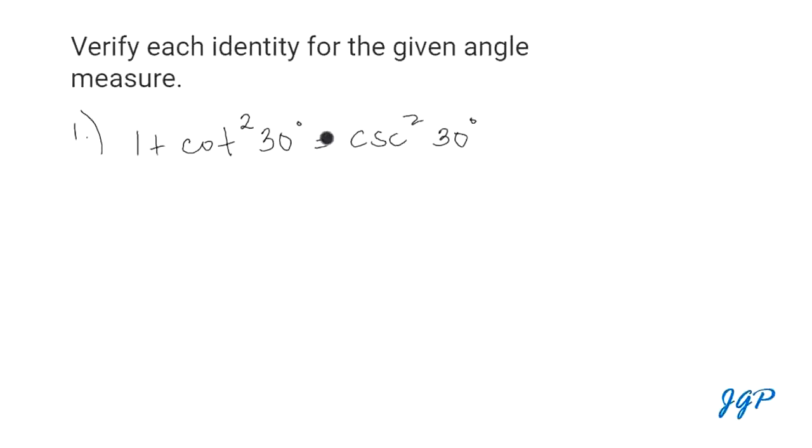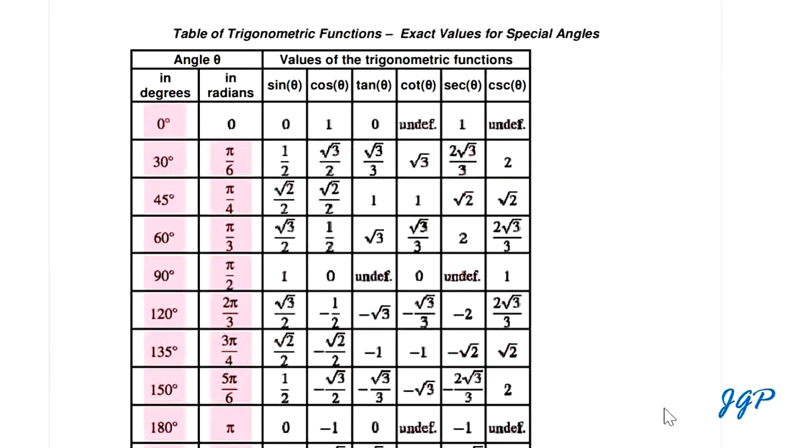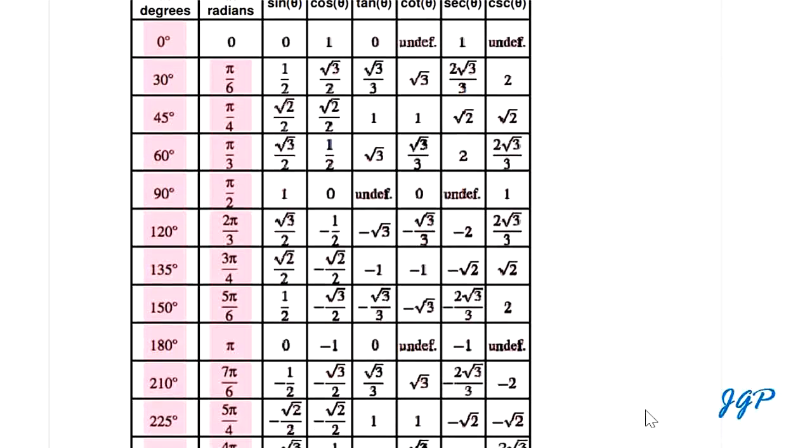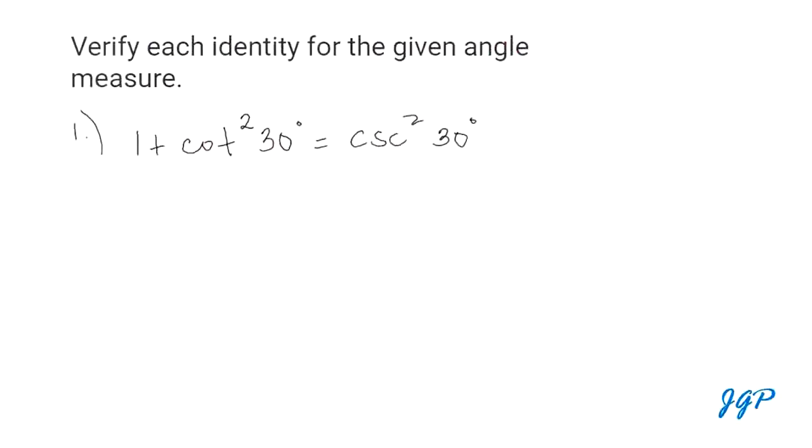Verify each identity for the given angle measure. Problem number 1 is 1 plus cotangent square root of 30 degrees is equal to cosecant square root of 30 degrees. Para mas madali siyang sagutan, dapat may naka-ready na kayo na trigonometric table of values. In my case, meron ako dito naka-prepared. So, ayan na akin, trigonometric table of values. So, start tayo magsagot.